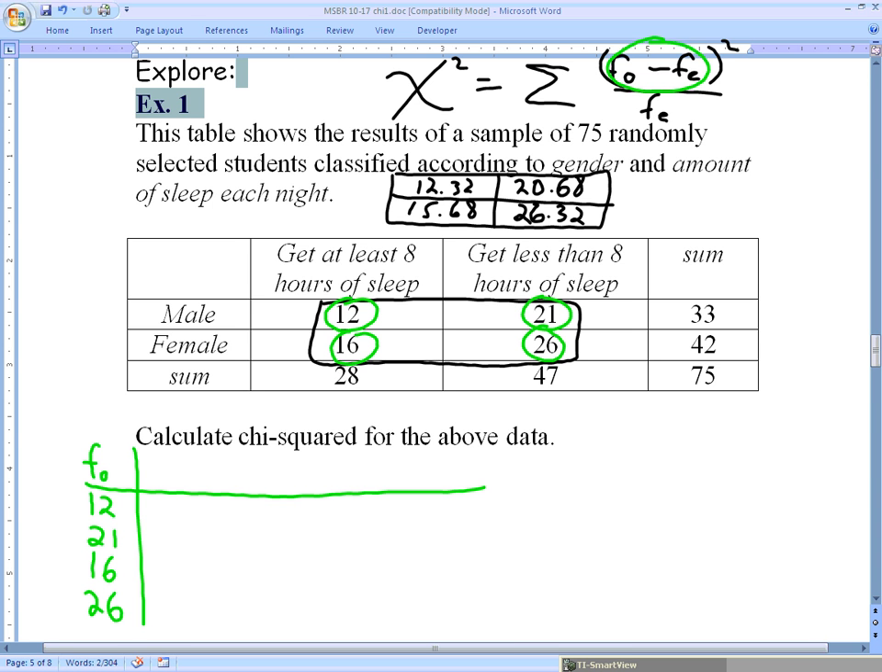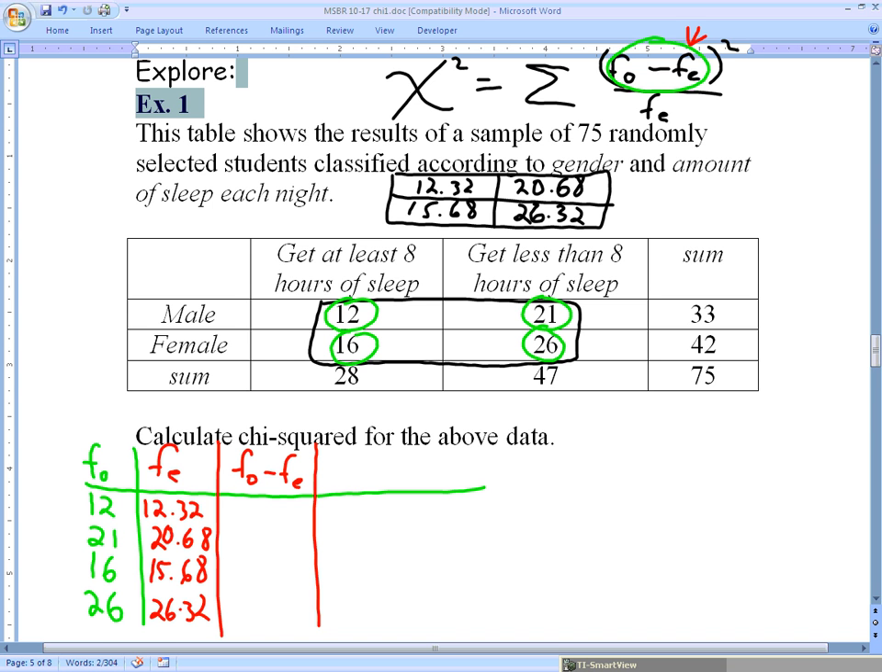And now I'm going to put down my expected data, which we just figured out, which is 12.32, 20.68, 15.68, and 26.32. Now, what's the next thing? Well, we see I circled it up here. We are going to subtract those values. So I'm going to take my f sub o minus f sub e and find those values.